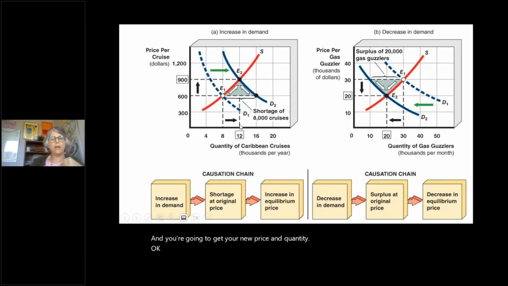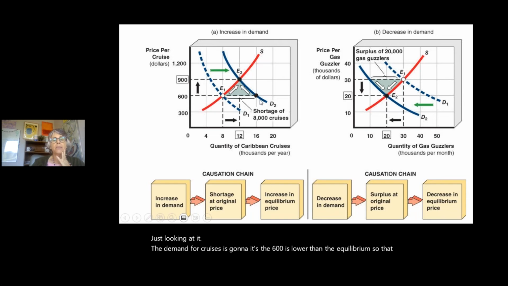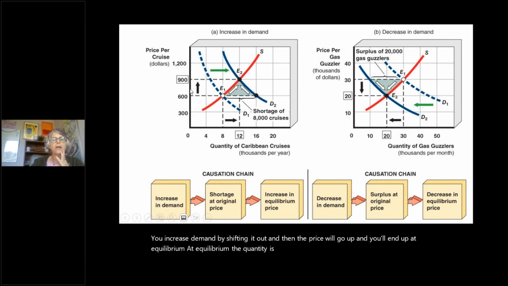Okay, so here, in this graph up here, this is the quantity of Caribbean cruises. It's the demand for cruises, and the price per cruise. Just looking at it, the 600 is lower than the equilibrium, so that will increase the demand. You increase demand by shifting it out, and then the price will go up, and you'll end up at a new equilibrium. At equilibrium, the quantity is higher and the price level is higher. That's an increase in demand.